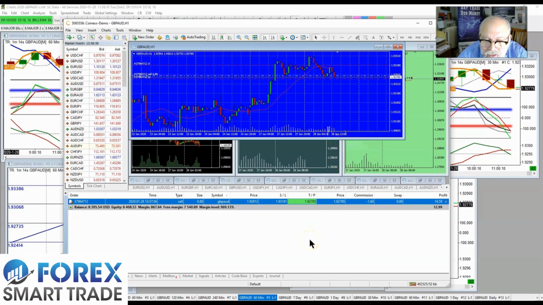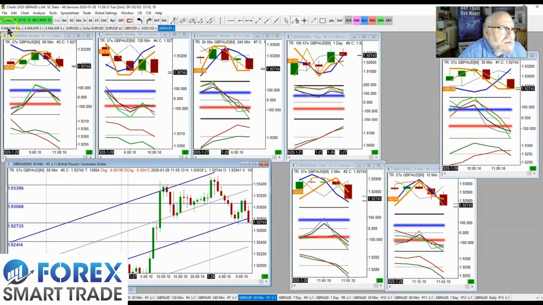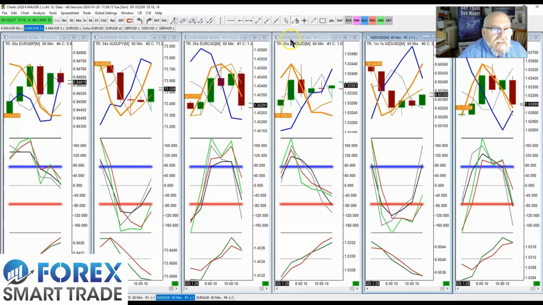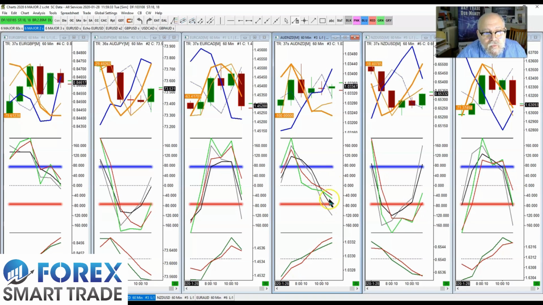Now, I want to go back, because we only have 2 minutes left to take that thick orange line trade, which was the AUD NZD. So let's just go back and see if we still see the signal. AUD NZD minus 97 is good. Minus 100, but we don't have all 4 lines below anymore. So that trade is no longer good. So we waited till the top of the hour, but we lost the signal.